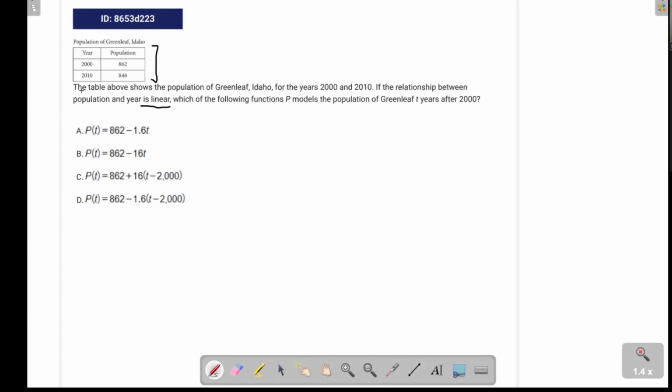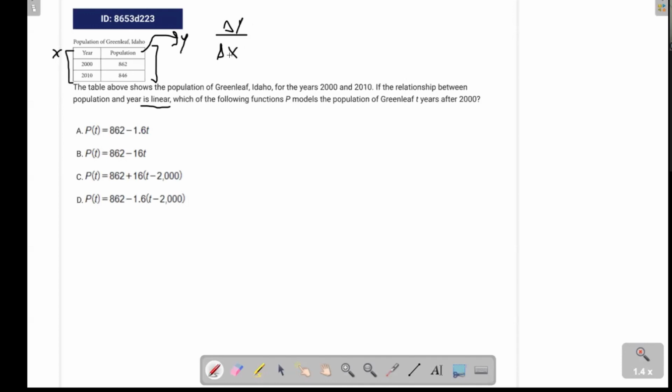So x is usually modeled as time, which we have our years right here. So we'll call our years x. And our population is going to be our y. So now, since we have two values, we can figure out the change in y over change in x. Let's write that up here over the change in x.